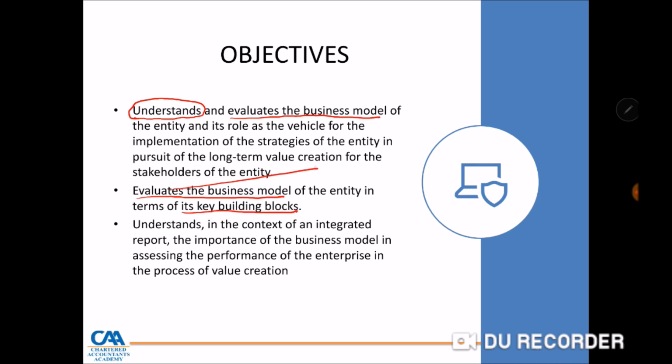So evaluation can then be linked to your ability to develop a corporate strategy. Where is the company presently? What is its business model? Therefore, going forward, what should we do? Which is part of the building of a corporate strategy. Then you should also be able to link an entity's business model to its reporting in the context of an integrated report. Within the integrated report, entities are expected to also report on their business models.